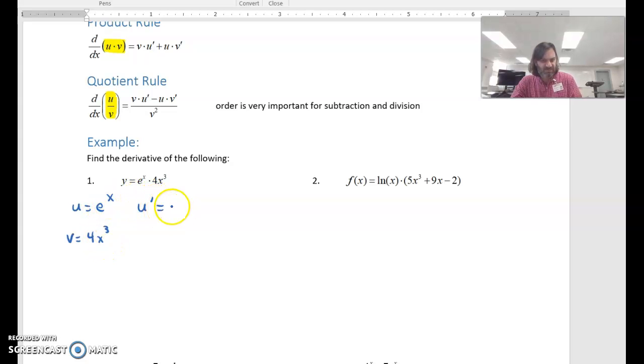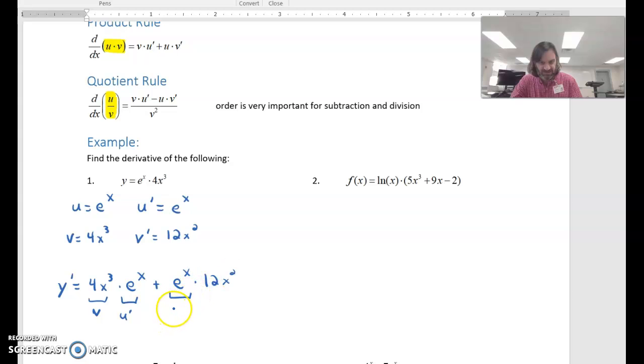We know how to take the derivative of each one of those things. For u, e to the x, u prime will be just e to the x. The derivative of e to the x is e to the x. And then for the v, 4x cubed, v prime, the derivative will be 12x squared. So the derivative of the original function will be v times u prime, so that would be 4x cubed times e to the x, plus u, which was e to the x, times v prime, 12x squared.